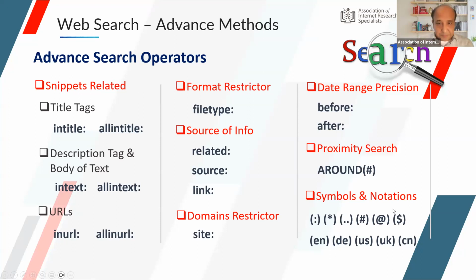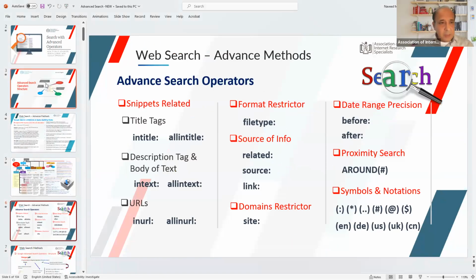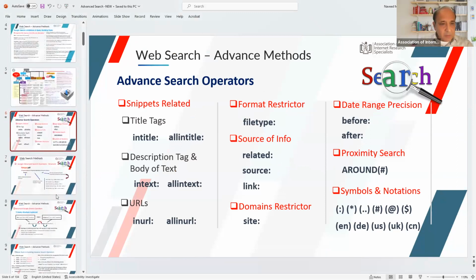Anyway, bottom line is there are symbols and notations that we will deal with separately. So, to start with, and not forgetting the asterisk, let's do asterisk after I have given you an introduction to the structure of these restrictors or operators. We just call them advanced operators. All of these are advanced operators. So taking an example, let's look at the structure first.